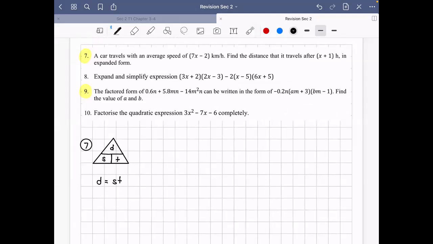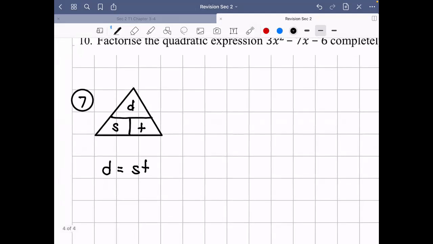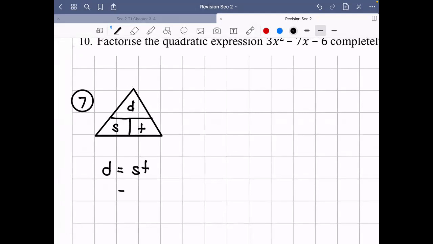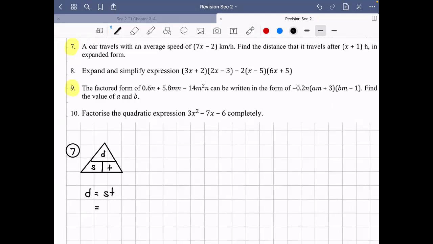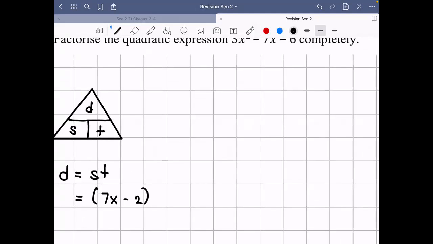Okay, so let's have number 7. Are you guys done with number 7? So what is the distance? So what is the speed, by the way? The speed is 7x minus 2, right? And what is the time there? It's x plus 1, right?